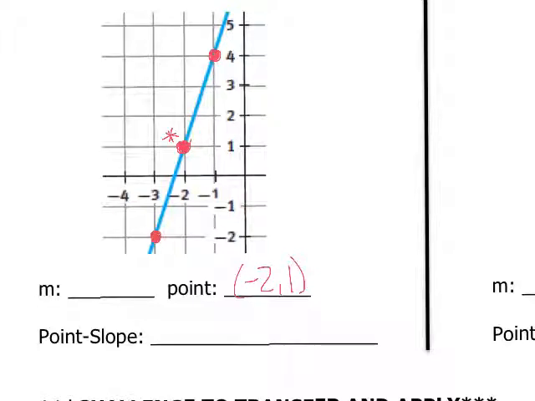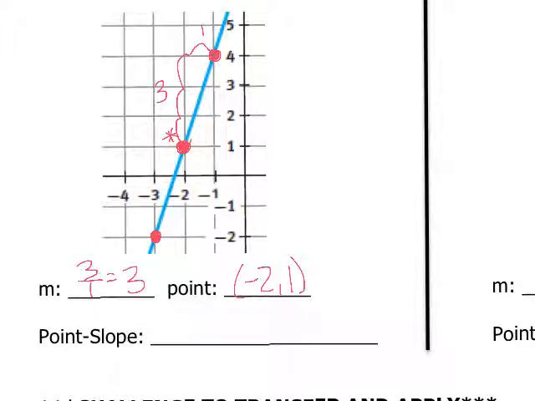Okay, so what other piece of information can you pull off of this graph? Slope, right? If I have 2 points, I can find the slope between them. So I'm rising up 1, 2, 3, and running over 1. So my slope is 3 over 1, or just 3. So now what information do you have?